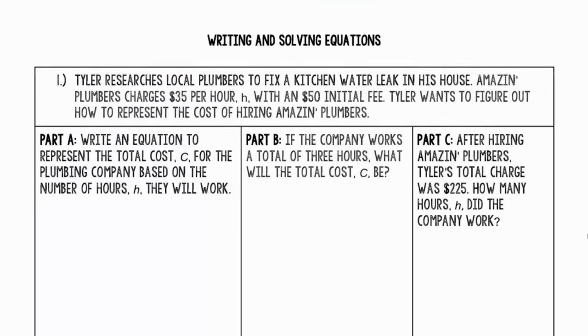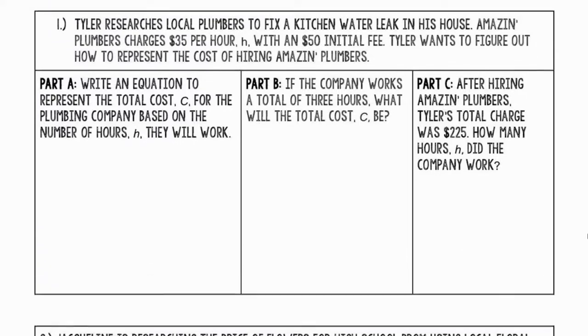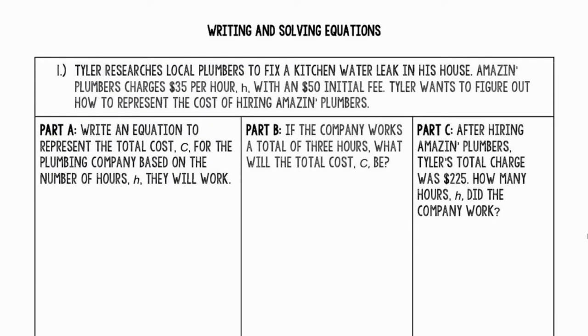So here's our first problem. Let's read the problem and see what it's actually wanting us to find. It says, Tyler researches local plumbers to fix a kitchen water leak in his house. Amazing Plumbers charges $35 an hour, and they told us H, so H must stand for hours, with a $50 initial fee. Tyler wants to figure out how to represent the cost of hiring Amazing Plumbers.